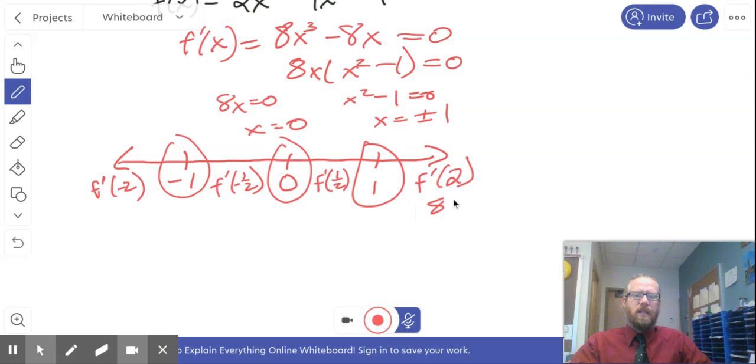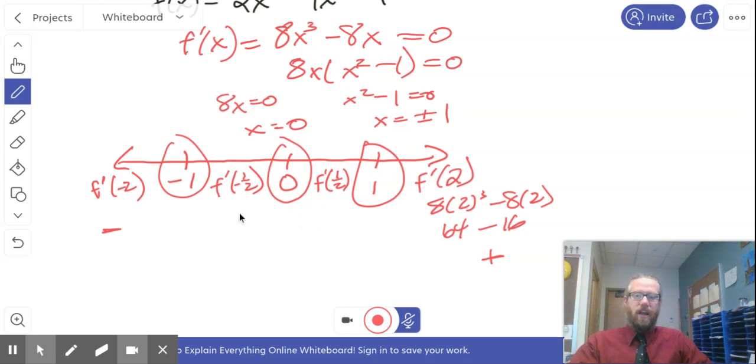So I'd be plugging in 8 times 2 cubed, minus 8 times 2. 2 cubed, 2 times 2 times 2 is 8, times 8 is 64. 8 times 2 is 16. So that's going to be positive. Doesn't even really matter what it is. It looks like it's 48, but it's positive. That's what we're interested in. And if I plug in the negative 2, I'm going to get the exact opposite. I'll get negative 48. So it's going to be negative because it's an odd function. And you can plug in negative 2 pretty easily and get that.